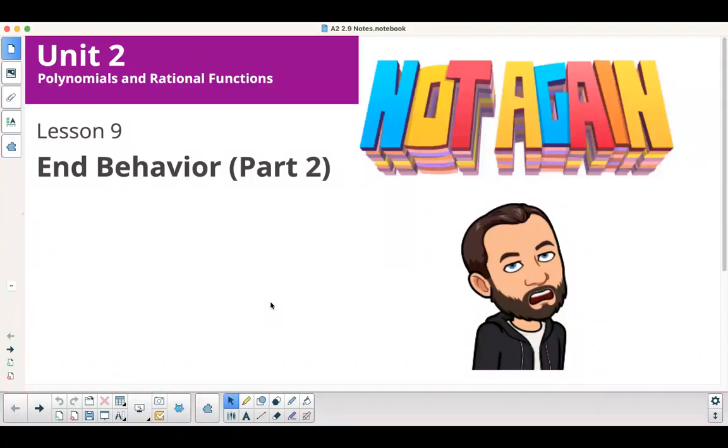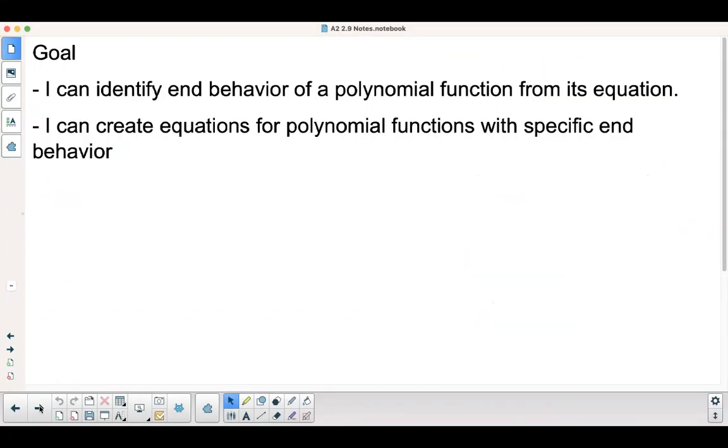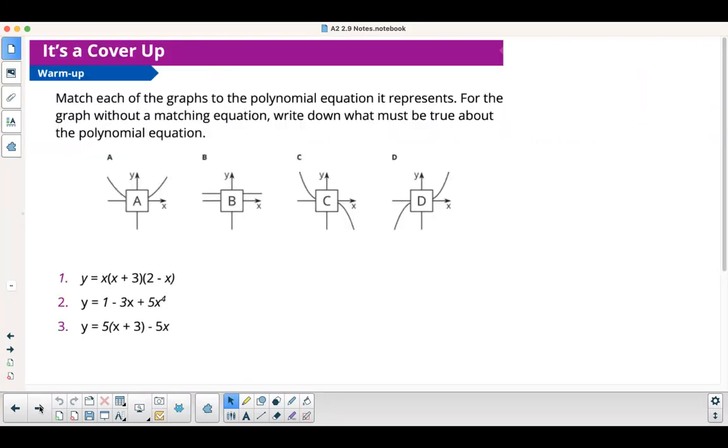Okay, Illustrative Math, Algebra 2, Unit 2, Lesson 9 is called End Behavior, Part 2. All right, our goal today: I can identify end behavior of a polynomial function from its equation, and I can create equations for polynomial functions with specific end behavior. Warm up. Match each of the graphs to the polynomial equation it represents. For the graph without a matching equation, write down what must be true about the polynomial equation.